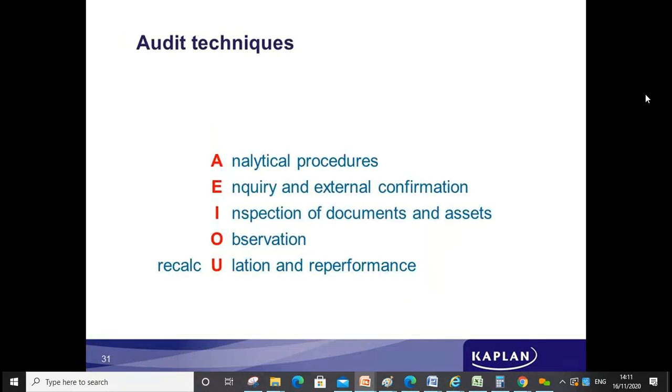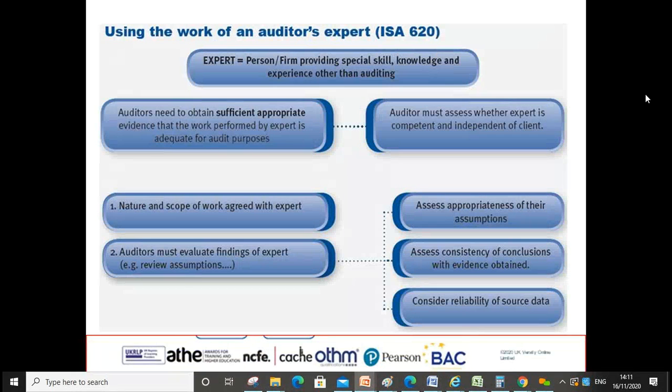Okay, audit techniques: analytical procedures. You do inquiry and external confirmation. You do inspections, you use observation, and you use recalculations to check accuracy. Then ISA 620 is about using an expert, with knowledge about some areas and sufficient appropriate opinions. If you assume something, it should be based on something, on sources of data. Any question?